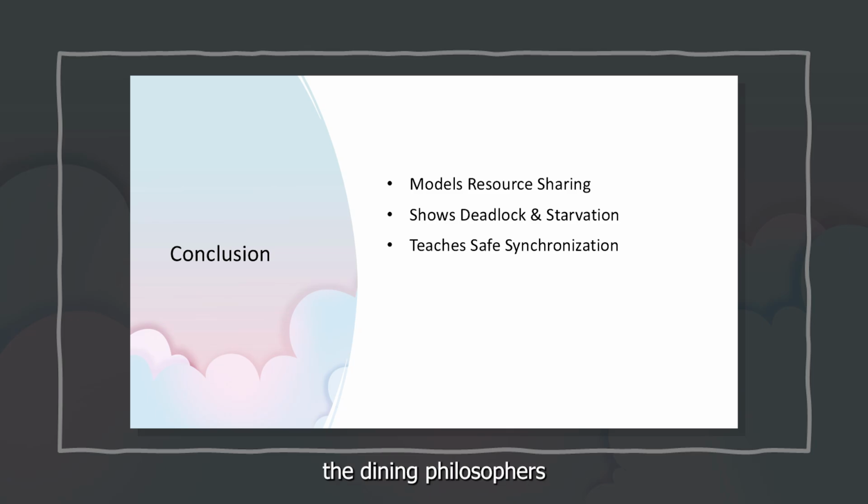To conclude, the Dining Philosophers Problem helps us understand how resource sharing can lead to deadlock and starvation. By studying this problem, we learn how to design safer, more efficient synchronization strategies in operating systems and multi-threaded programs.